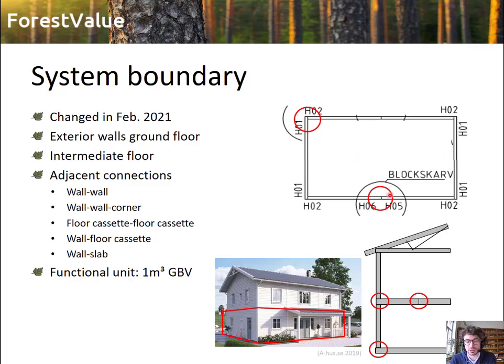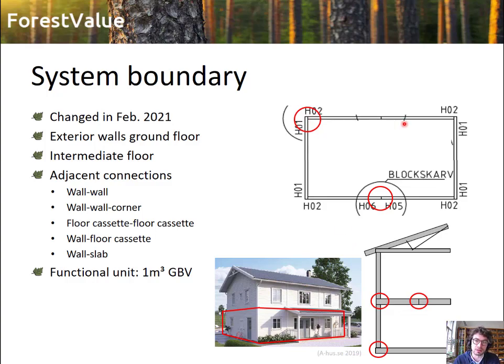But we, of course, given the focus of Work Package 2 and 3 on these different joints, these will be, of course, covered in the assessment in particular. So we will integrate the wall corner joints, the wall joints, but also, of course, the joints between the floor cassettes, the floor cassette to the exterior wall, as well as the exterior wall to the bottom concrete slab. So that is our system boundary.